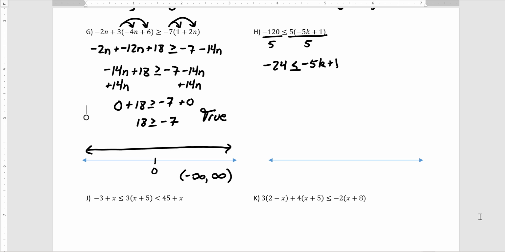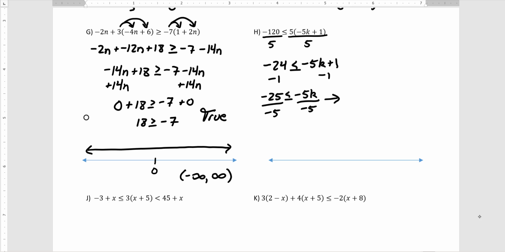plus 1. To get k all by itself, I'd subtract 1 from both sides. I get -25 is less than or equal to -5k. I can divide by -5, divide by -5. Oh, I divided by a negative. What's that mean? Got to flip that sign.